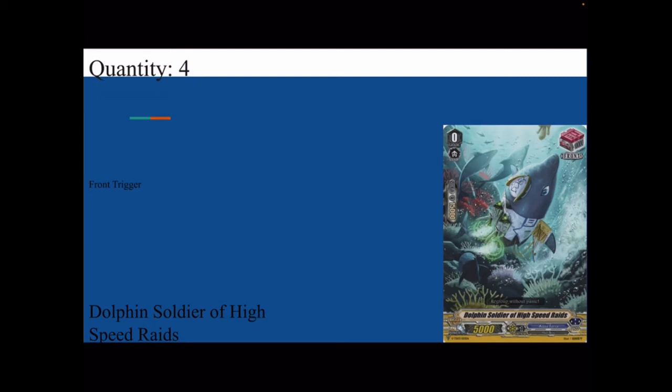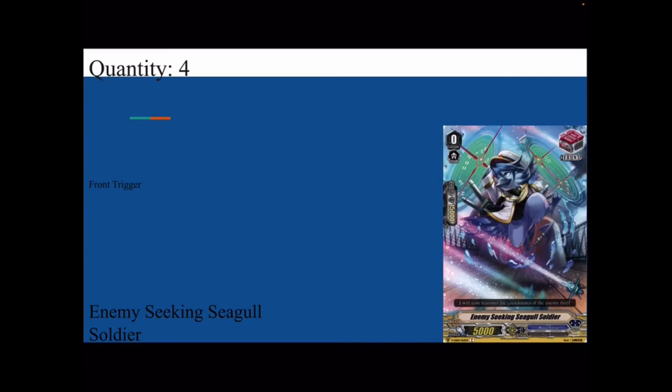And on to the other triggers. We run 8 fronts, 4 Dolphin Soldier of High Speed Raids, and 4 Enemy Seeking Seagull Soldier. So some people run Rainbow, some run 6 crit, 6 front. I like the draw PG, so this is actually the deck I will advocate for it. But also, I don't think the crit is very important in this deck. I also don't think the front is very important. But 6 front and 2 crit seems kind of like a weird lineup to me.